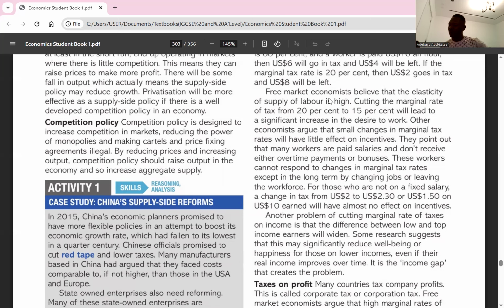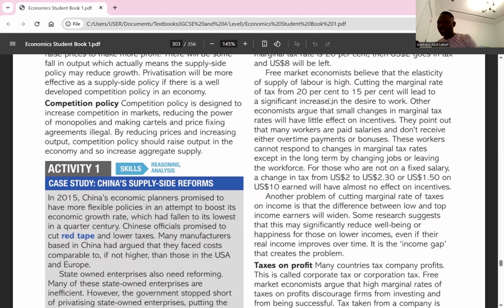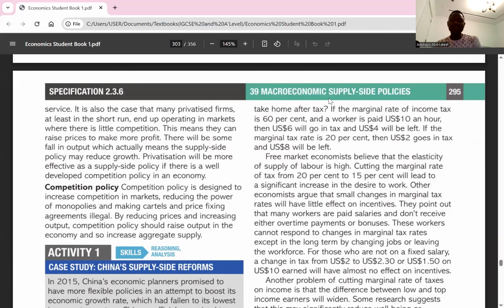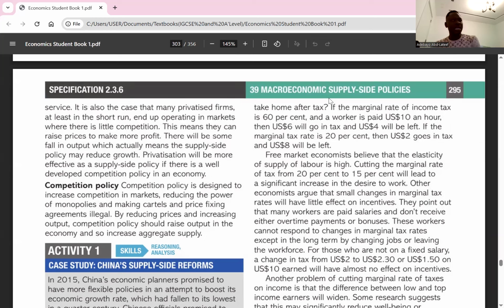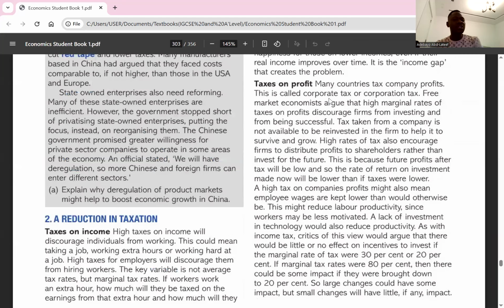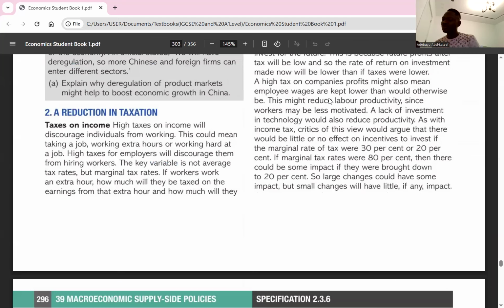Any question about competition policy? Great. That's the first way, that's the free market. Now we go to the second way in which the free market policy can be used. Let's use that. So that's through reduction in taxation. A reduction in taxation, I wrote.